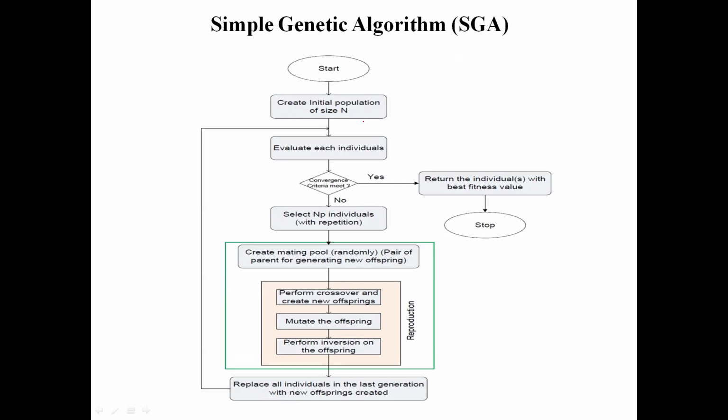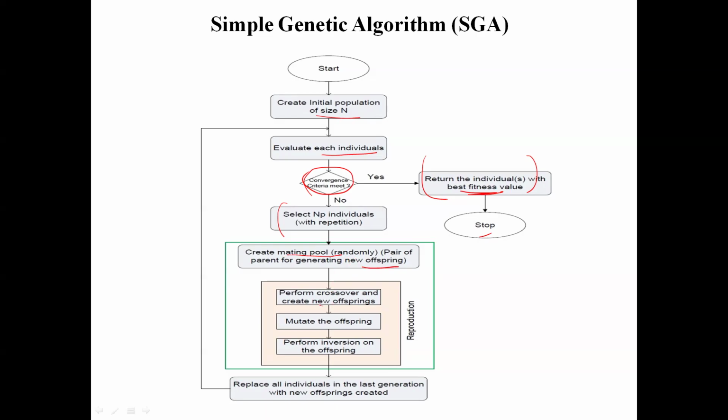We start with the initial population of size N. Then we evaluate each of the individuals. We see whether they meet the criteria. If so, then we return the individual that has the best fitness value and stop the algorithm. Otherwise, we select some number of individuals, say NP, and we create a mating pool randomly so that we can create a number of offsprings from these NP pairs of parents.